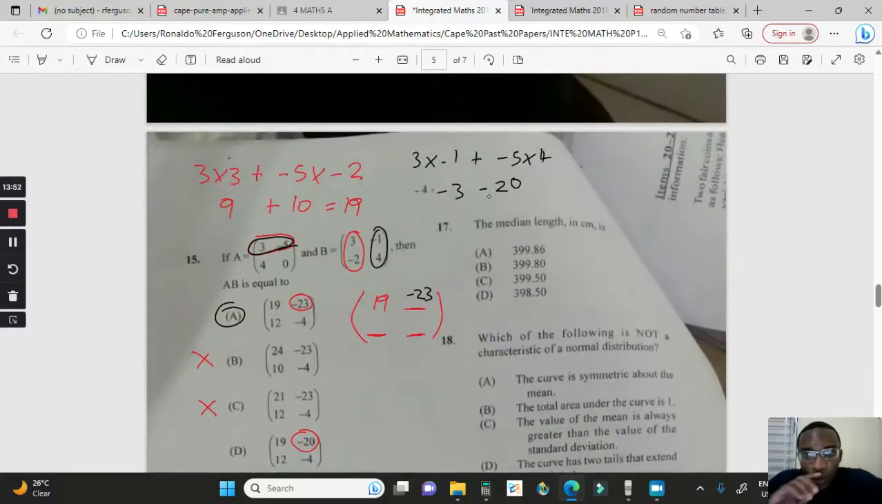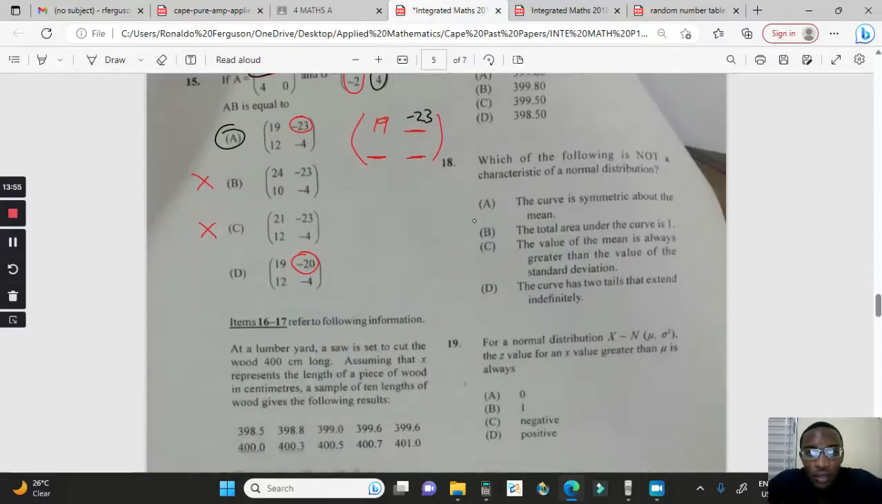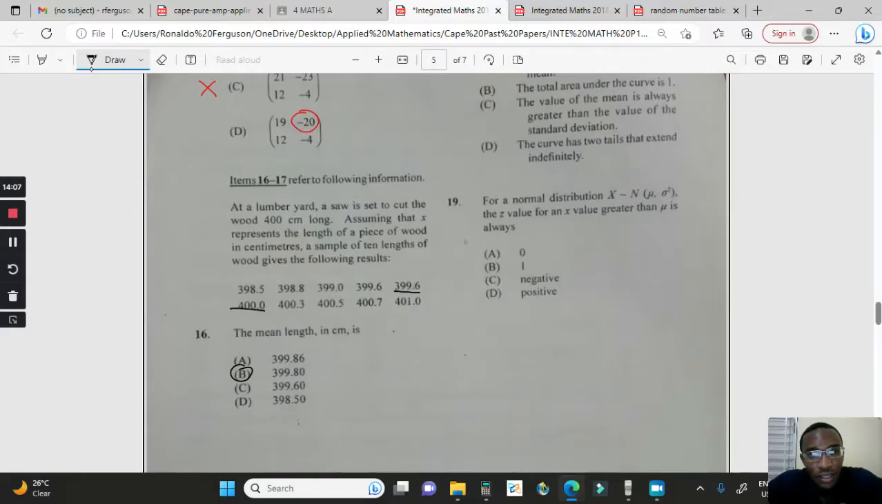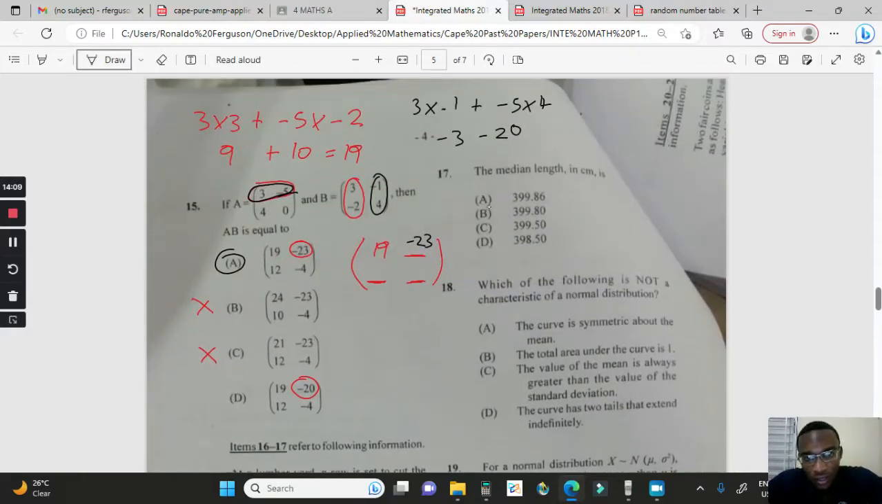Number 17, they want the median. The median is just the number in the middle. So 1, 2, 3, 4, 5, 6. Notice in between the 5 and 6, you would average them. The average of those would be 399.8. So in that case, 399.8 is our median.